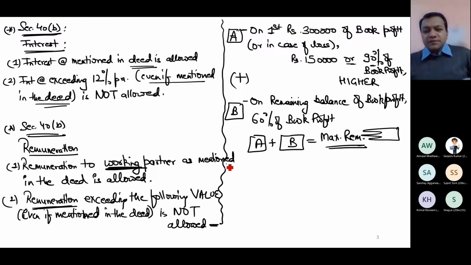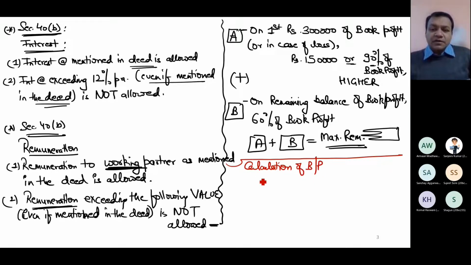What is actually this book profit? Book profit is nothing but PGBP income, that's it, except remuneration. Whenever you compute your income under the head PGBP by applying all the rules of PGBP, sections 28, 29, 30, 35, 36, 40A, 40B, 41, 43B, whatever sections are there, whatever is your final income under the head PGBP, from that income, just before deducting remuneration, is book profit.